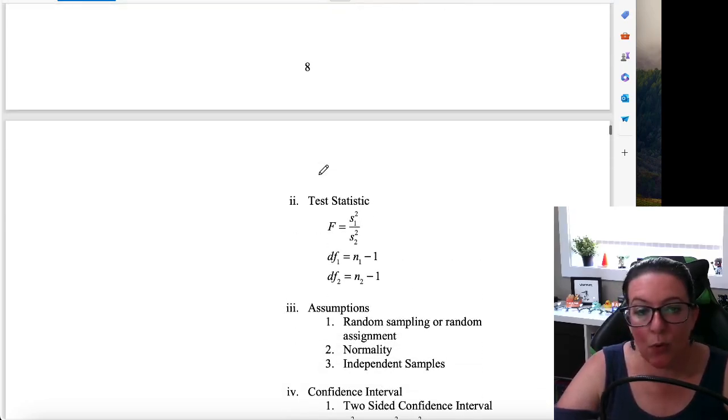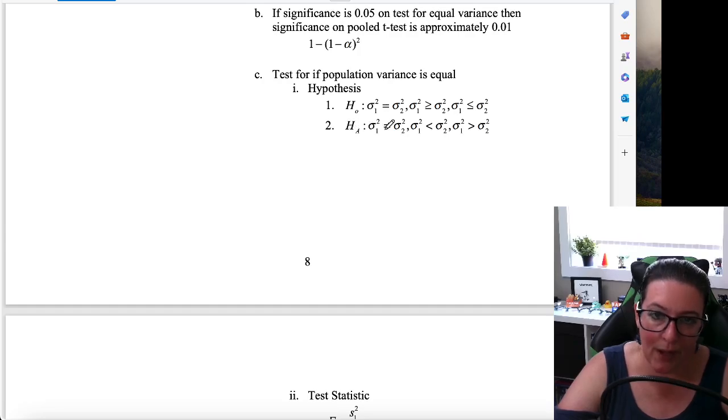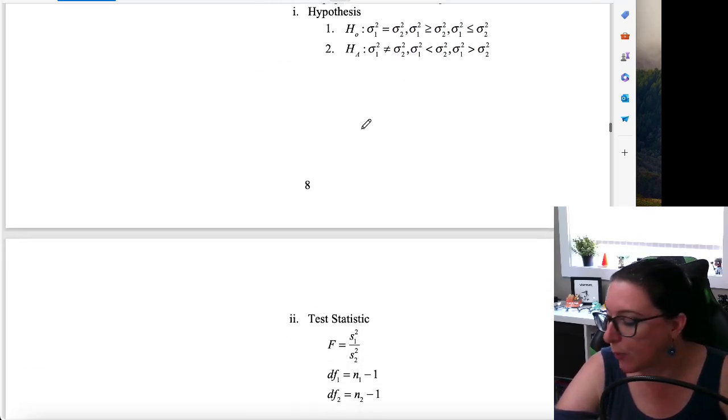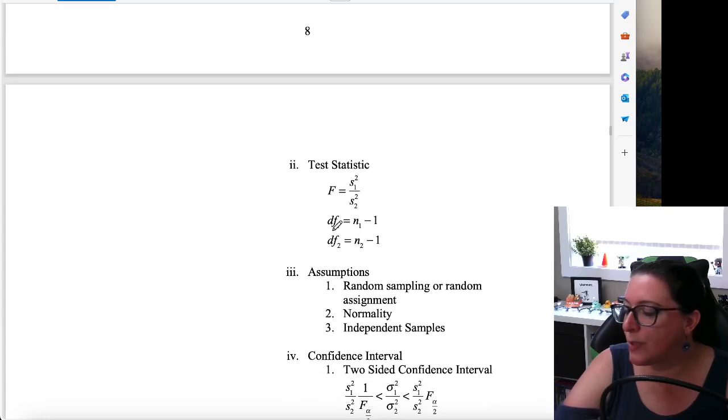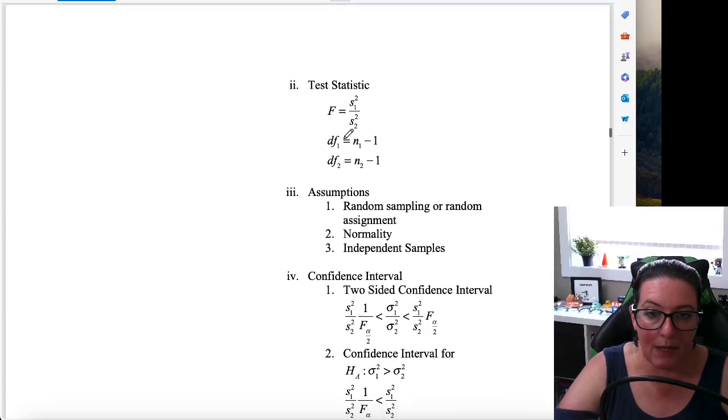Now, the test for equal variances has its own set of hypotheses, where we're basically saying our null hypothesis is that the variances are equal, the alternative hypothesis is that they're not equal. And we can use an F-test, which takes the standard deviation squared, so the variance of our two sample statistics, and divides them in that calculation.